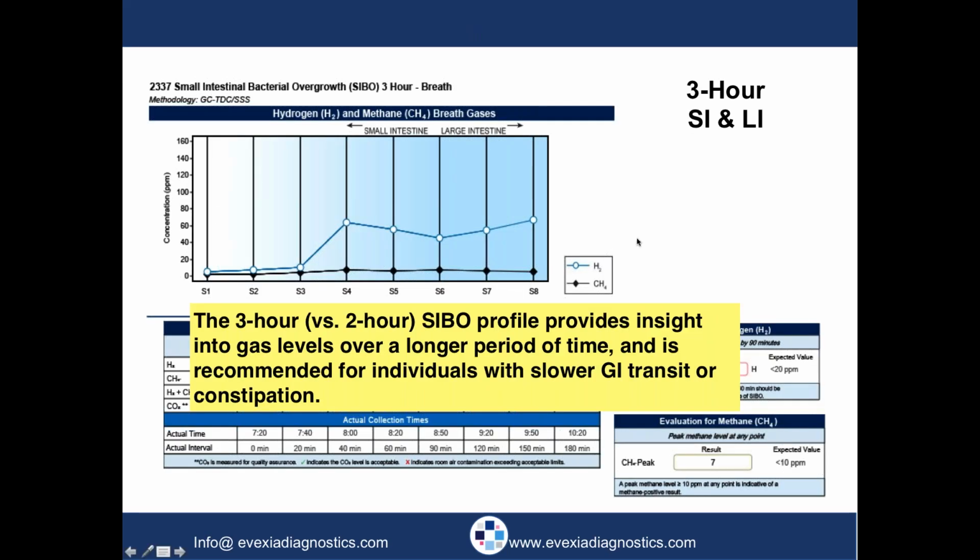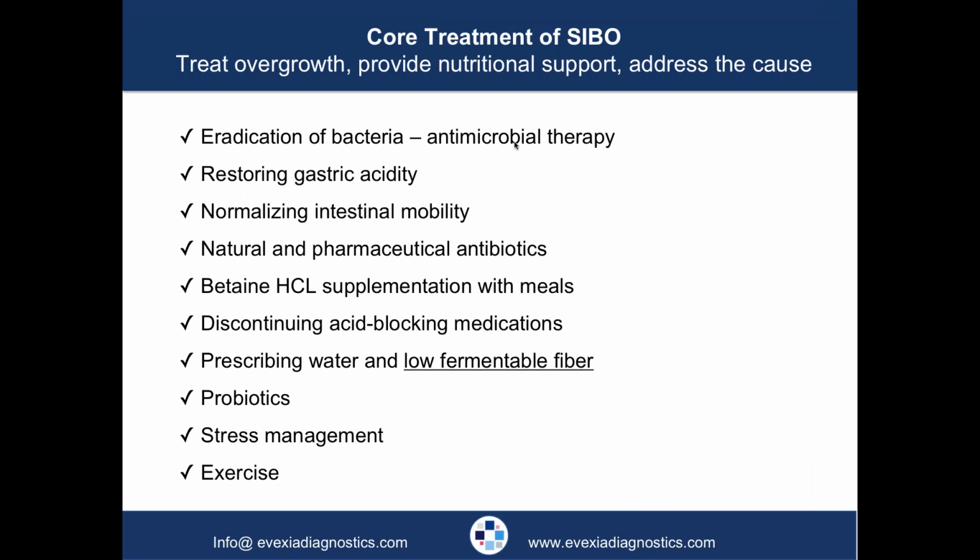So this is a sample of the 3-hour test. This is going to look at the small intestine and also part of the large intestine. Because it's going for 3 hours, there will be 8 samples, sample 1 all the way to sample 8 right here. Again, that's recommended for individuals with a slower GI transit time and constipation. This is where the cutoff is, right here from small intestine at 90 minutes and 120 minutes, and the other hour generally indicates what's going on in the large intestine. But this is a good test mainly to do, like I said, for slow transit time and for constipation.